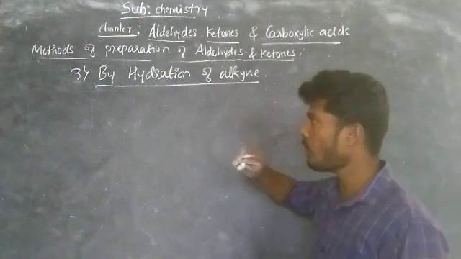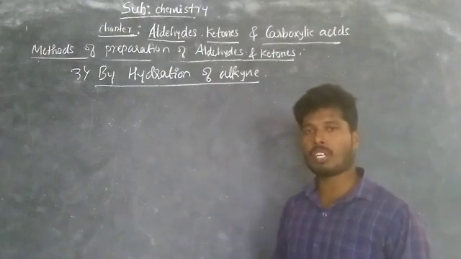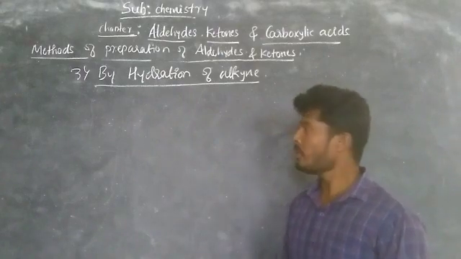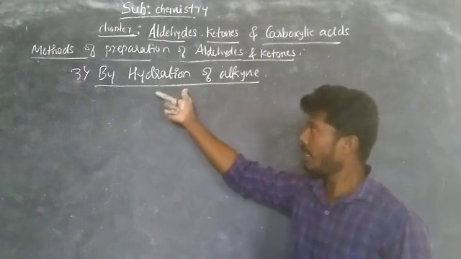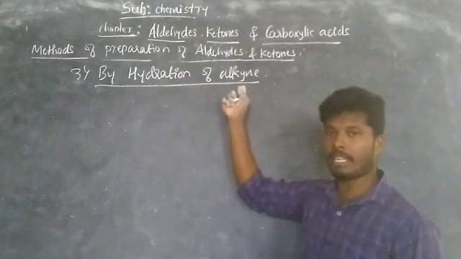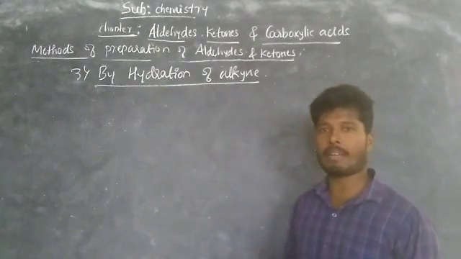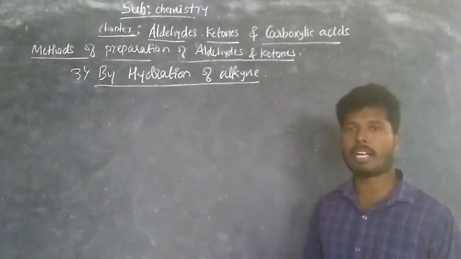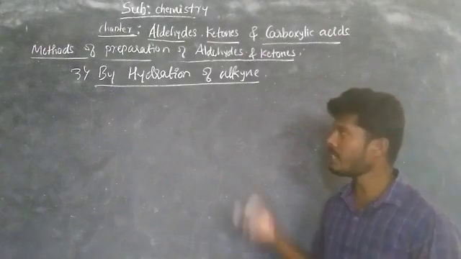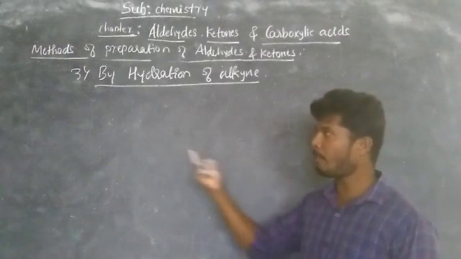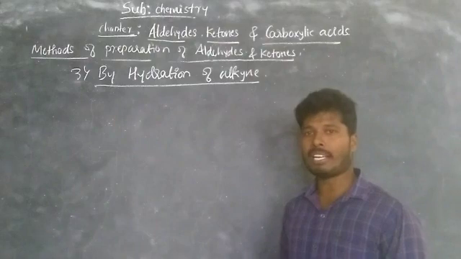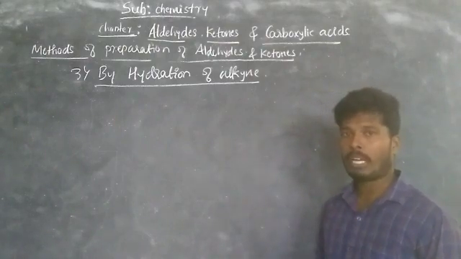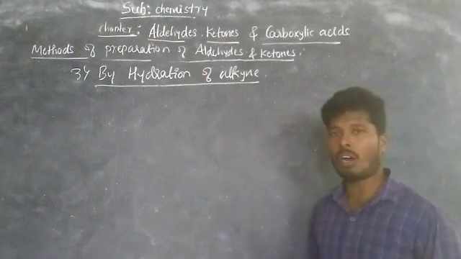Okay, so I hope you understand the difference between hydrogenation and hydration. Hydration means the process of adding water. So here, on the addition of water to the alkyne in the presence of concentrated sulfuric acid and mercuric sulfate, we get aldehydes and ketones, depending on the type of alkyne we are taking. In the previous step we studied alkenes to aldehydes and ketones. Now alkynes to aldehydes and ketones.